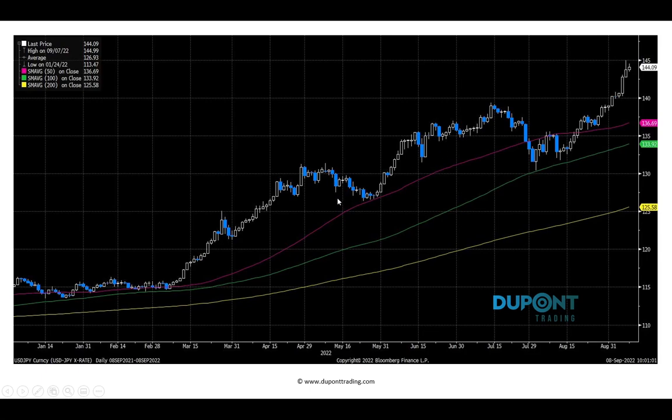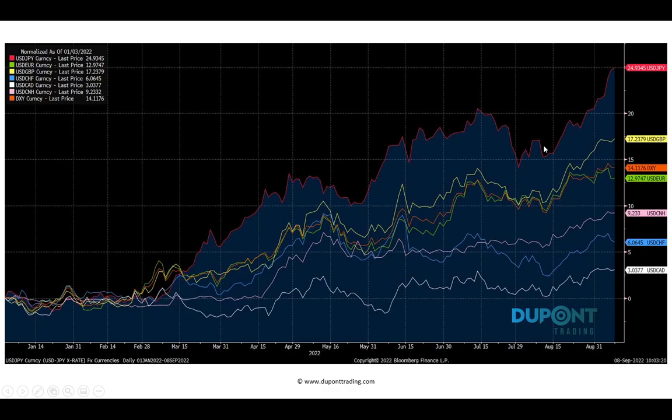As you can see here, the trend is pretty clear. We started the year around 115 US dollar versus Japanese yen, and now we are close to 145. So a big move. If we move into this slide, looking at all the currencies, we start from the top. The Japanese yen has been weakening versus the US dollar by 25%.